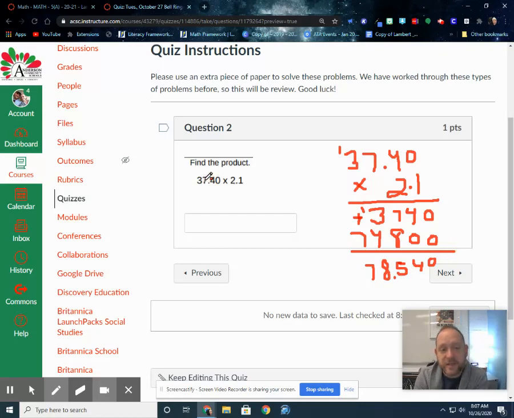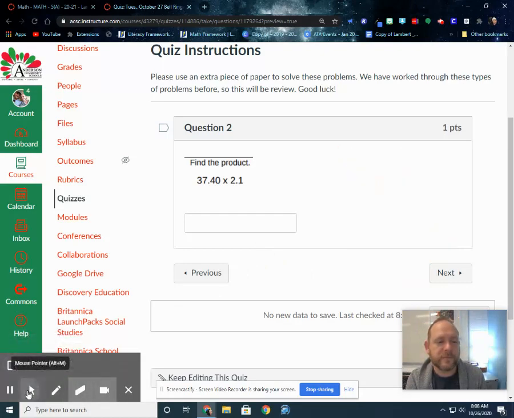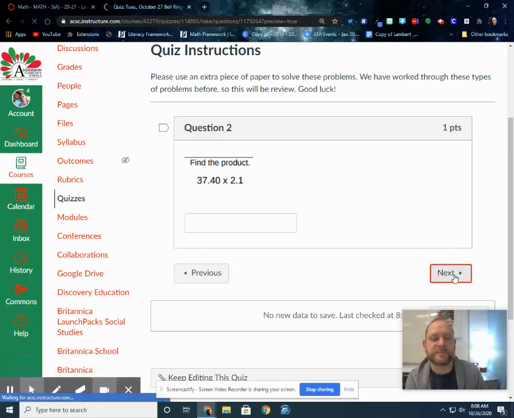And this makes sense because 37, which is right around 35, I know 35 times 2 would give me 70. So 37.4 times 2.1 is 78 and 540 thousandths. That seems like a much more reasonable answer than moving our decimal point left or right. So that would be our correct answer for this one. All right, let's rock on to the next. Only got 3 more to go.